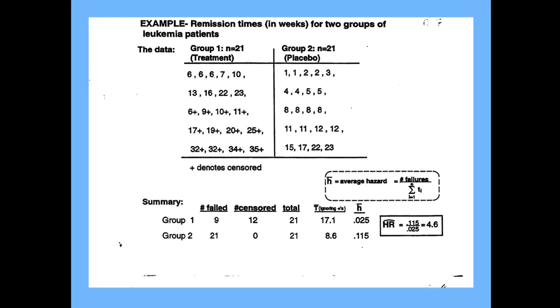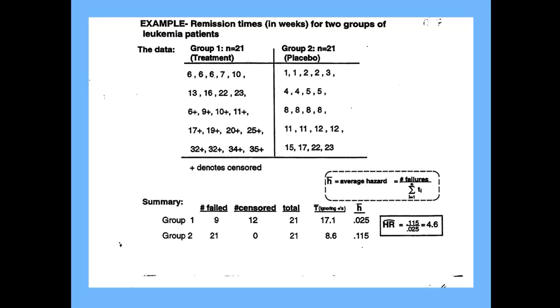So the hazard ratio would be one of these hazards over the other. Now, I could take 0.025 and divide it by 0.115, and I'll get a number less than 1. I could say the hazard ratio comparing group 1 to group 2 is some number less than 1. If I do it the other way around, with group 2 in the numerator over group 1, I get a hazard ratio of 4.6.